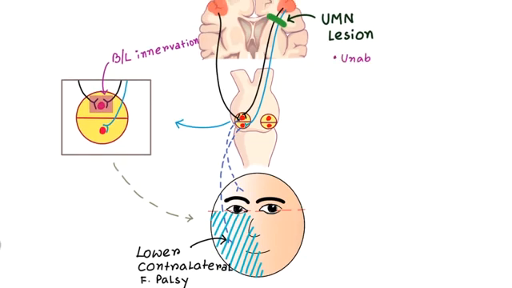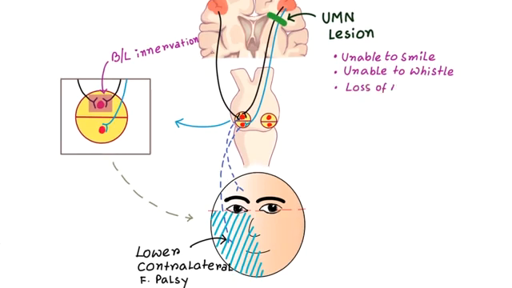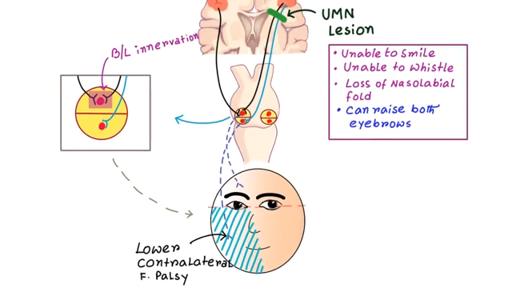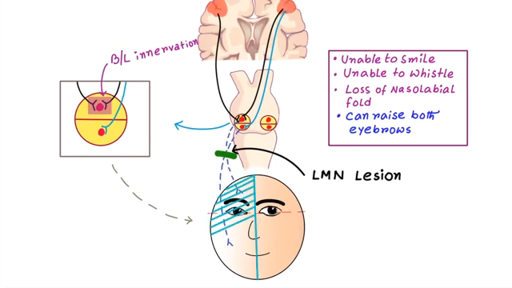In this case, you can see patient is unable to smile on affected side or simply unable to raise the corner of mouth. Patient is unable to whistle and there is loss of nasolabial fold. However, they can raise their both eyebrows. Now let's see what are the findings of lower motor neuron lesion.